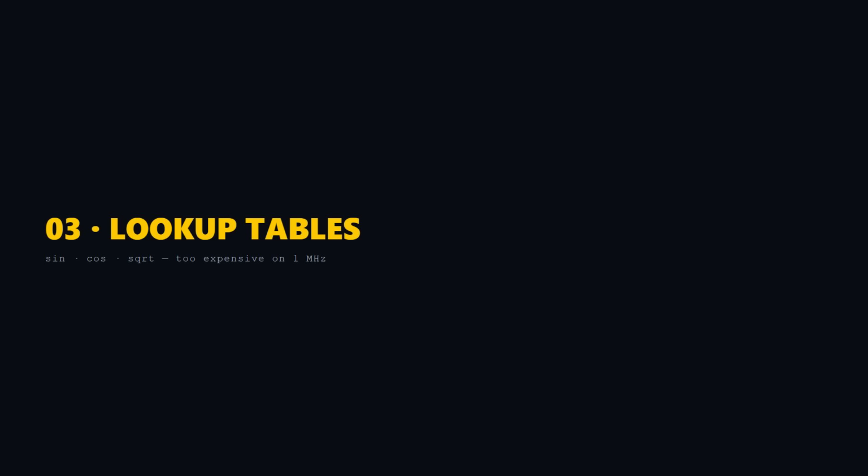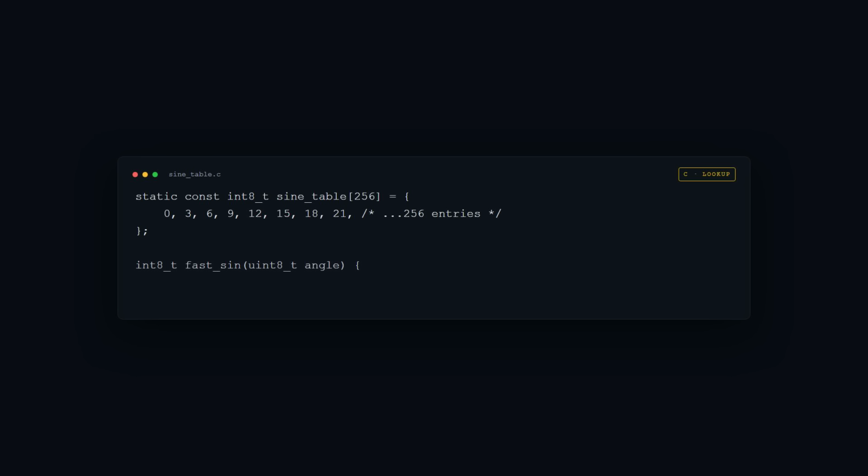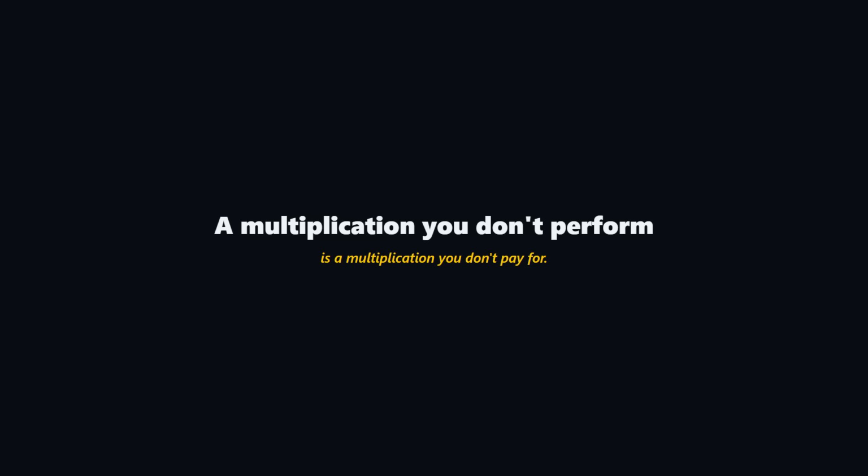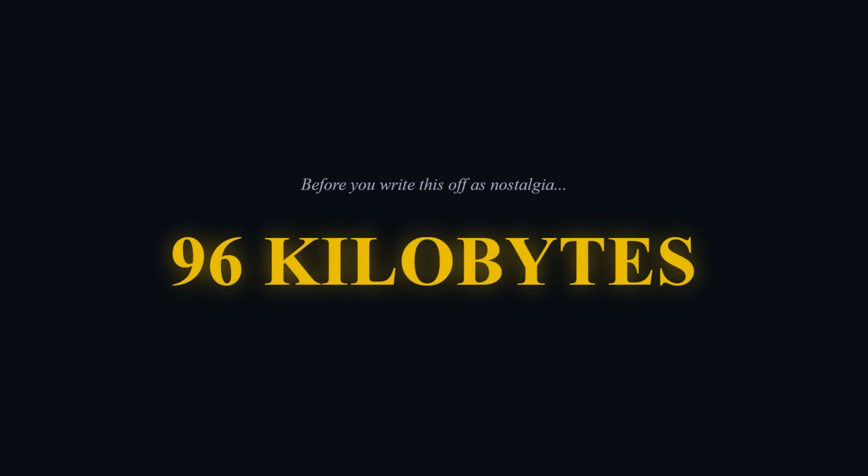Third, lookup tables: sine, cosine, square roots. Too expensive on a 1 MHz CPU. So you pre-computed 256 values at compile time, stuck them in ROM, and indexed into them. A multiplication you don't perform is a multiplication you don't pay for. And before you write this off as nostalgia for a dead era, wait until you see what the demoscene crowd did with 96 kilobytes. We'll get there in a minute.